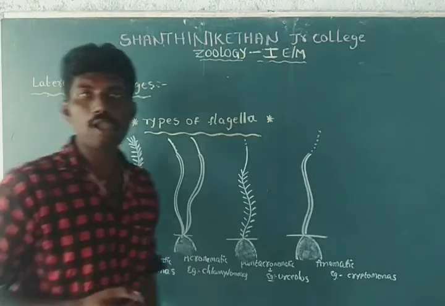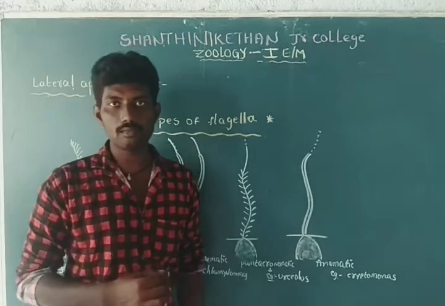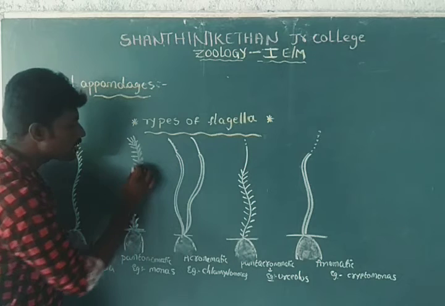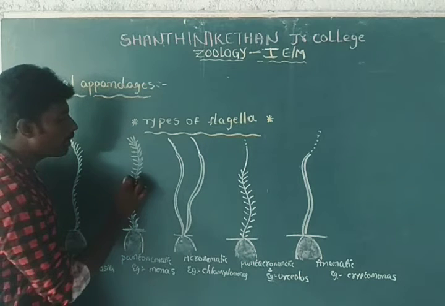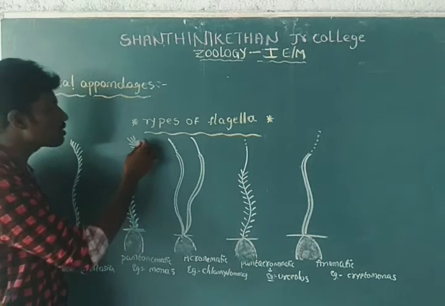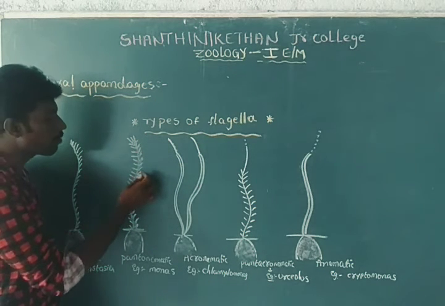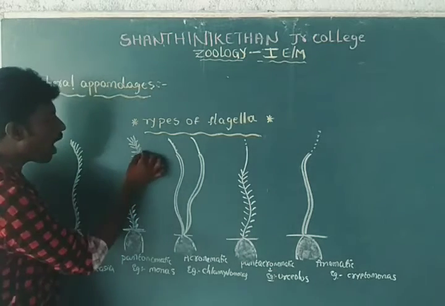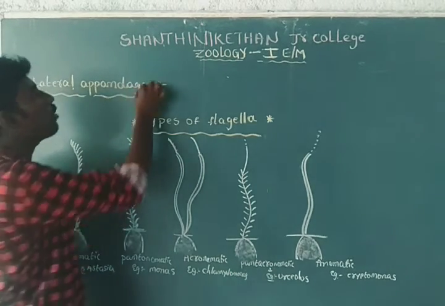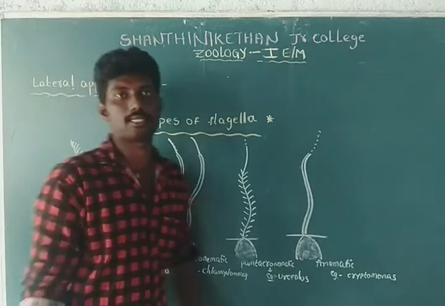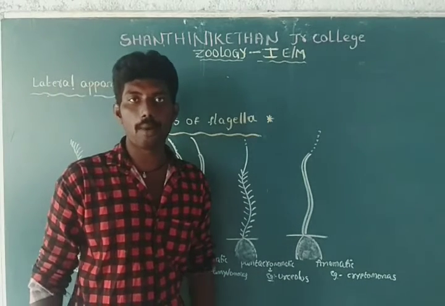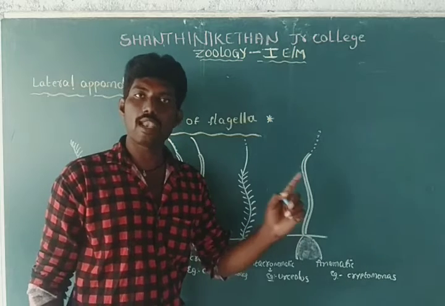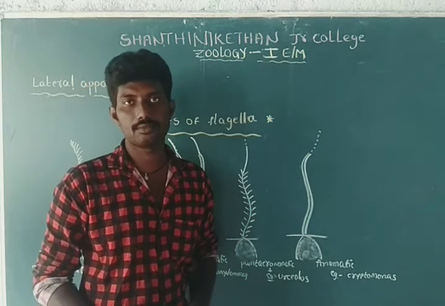What is the meaning of lateral appendages? Some flagella bear one or two or more rows of small hair-like fibrils. These small hair-like fibrils are known as lateral appendages. It is one of the structures of flagella or cilia.